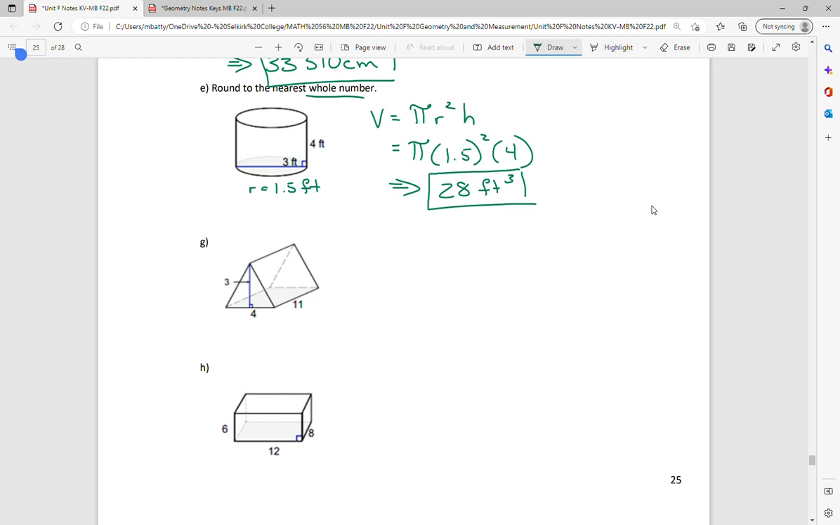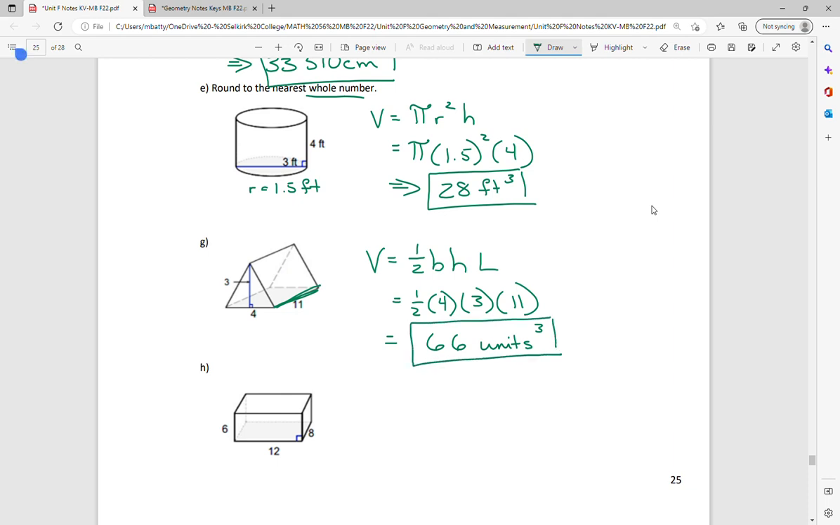Last one, or so last two here, I'd have the area of the end shape times the height. So the volume of this triangular prism would be 1/2 the base times the height times the length. And so the volume would be 1/2 times 4 times 3 times 11, right? This is that length of the thing. In my calculator, I'd get 66. Now I don't have any units on this, so I would simply say units cubed.